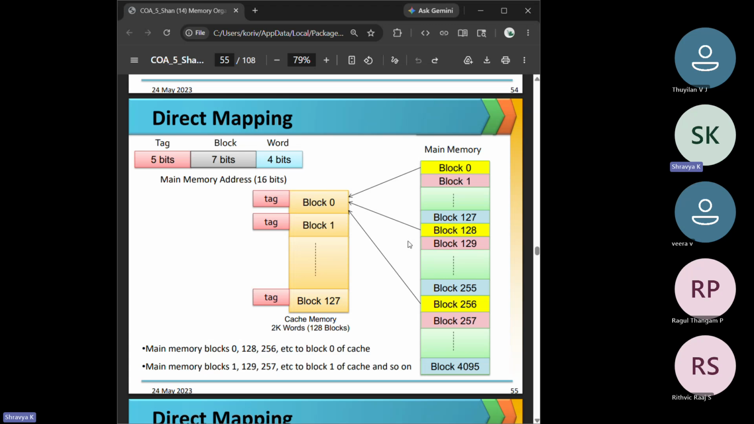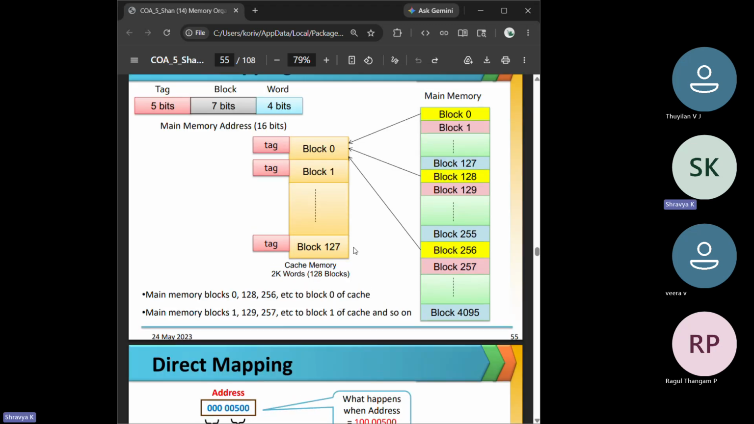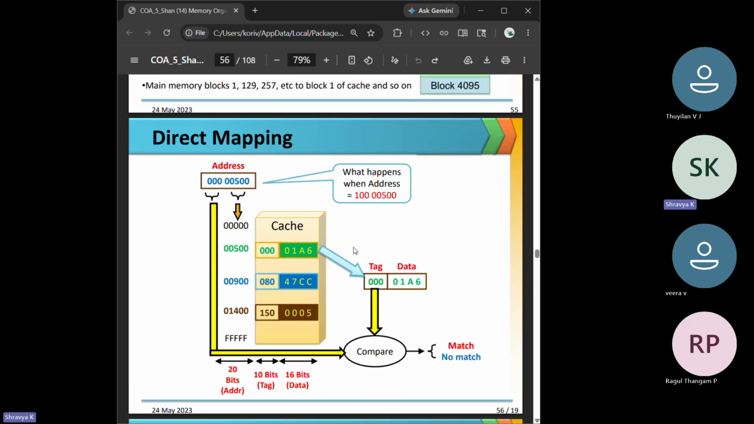And essentially, that is how you map multiple blocks to this particular block, and you will never find block 0 in a different block in the cache other than the one it's mapped to, right? So that is how direct mapping works.